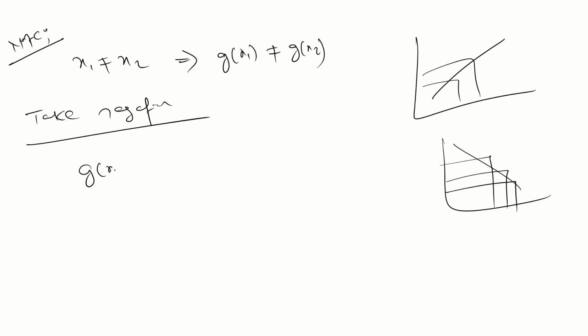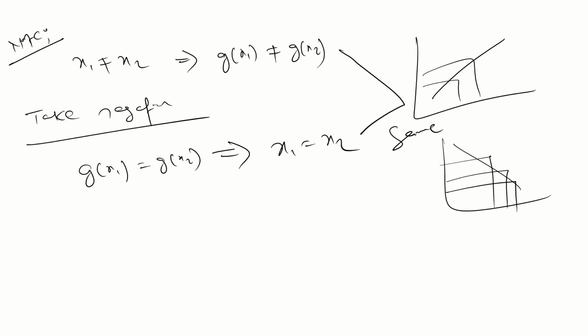So g of x1 equal to g of x2, that should be this thing. So both are same, guys. Both are same for 1-1 functions. Either you can say x1 not equal to x2 means g of x1 not equal to g of x2, that's right for the 1-1 functions. But in the same way, you can also say that if the output is equal, it means that the input should be equal. That's the property of 1-1 functions.